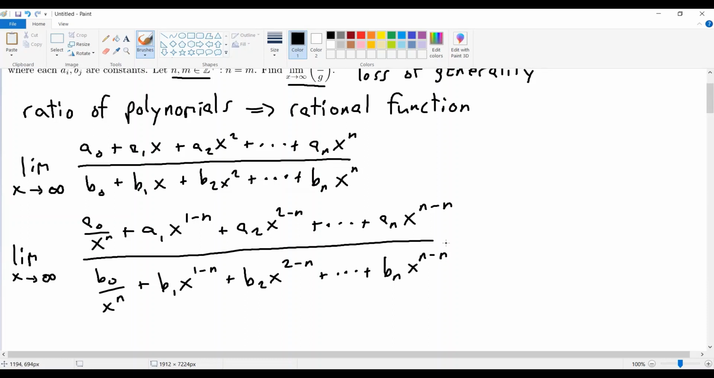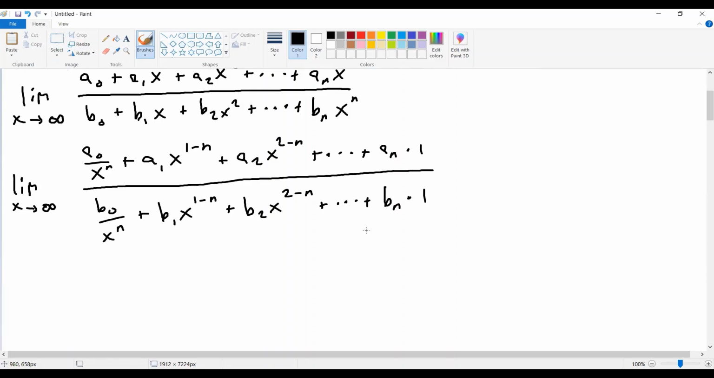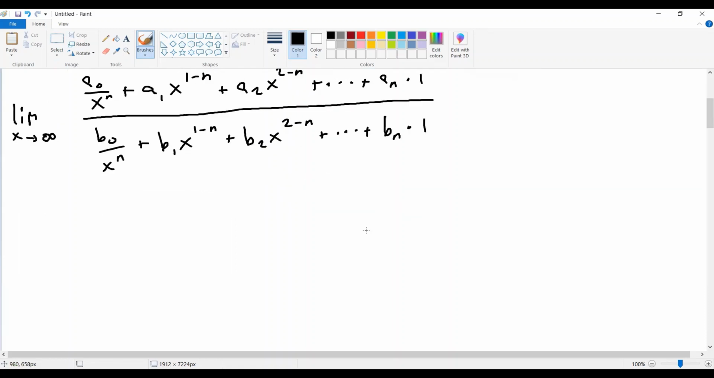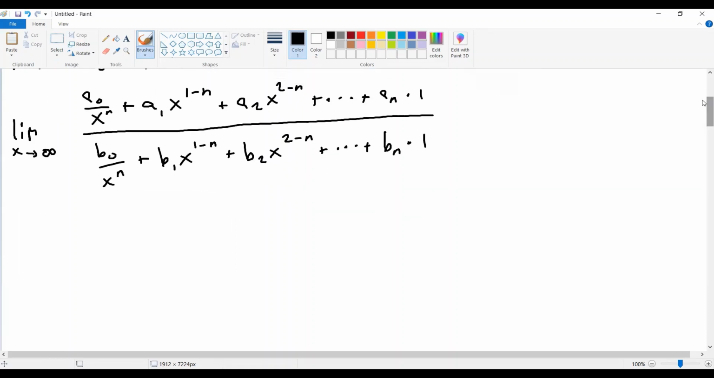Okay. And now n minus n is 0, and we know that x to the 0 is just 1. So we can replace this with the number 1, and we can replace this with the number 1. So that's just a sub n at the end and b sub n at the end. And now we're going to use our limit properties. I'll be careful to practice the things that I've been actually teaching you in the text.